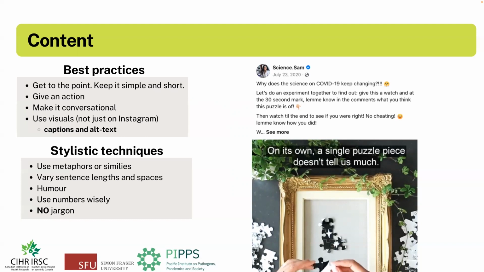In the video, she uses a visual simile, explaining how the scientific process is like guessing a puzzle before it's done. So, chef's kiss. This post is ticking off a lot of these boxes, which is usual for Science Sam. If you want inspiration, I would check out all of her social media platforms.